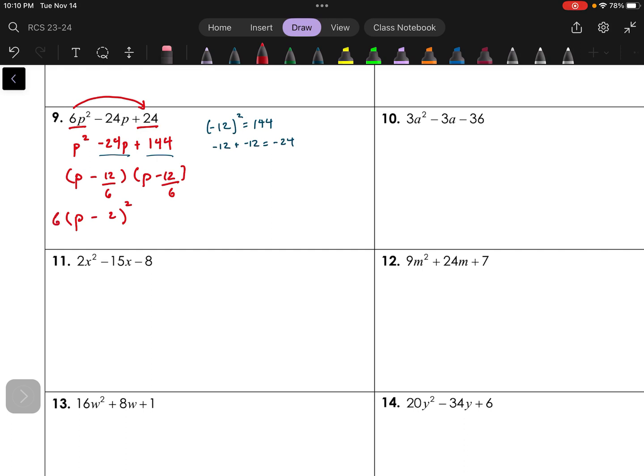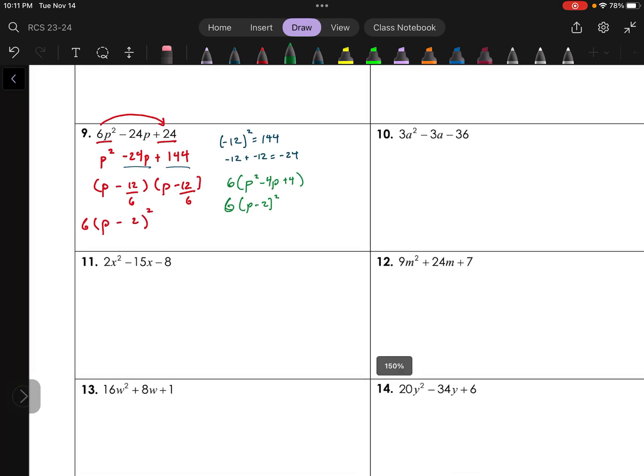Now, what may be more of a typical way of looking at this problem, which would be fine, many ways to skin a cat, is just from the get-go to undistribute. And then from this point right here, we might be able to spot that this is going to go to p minus 2 squared.